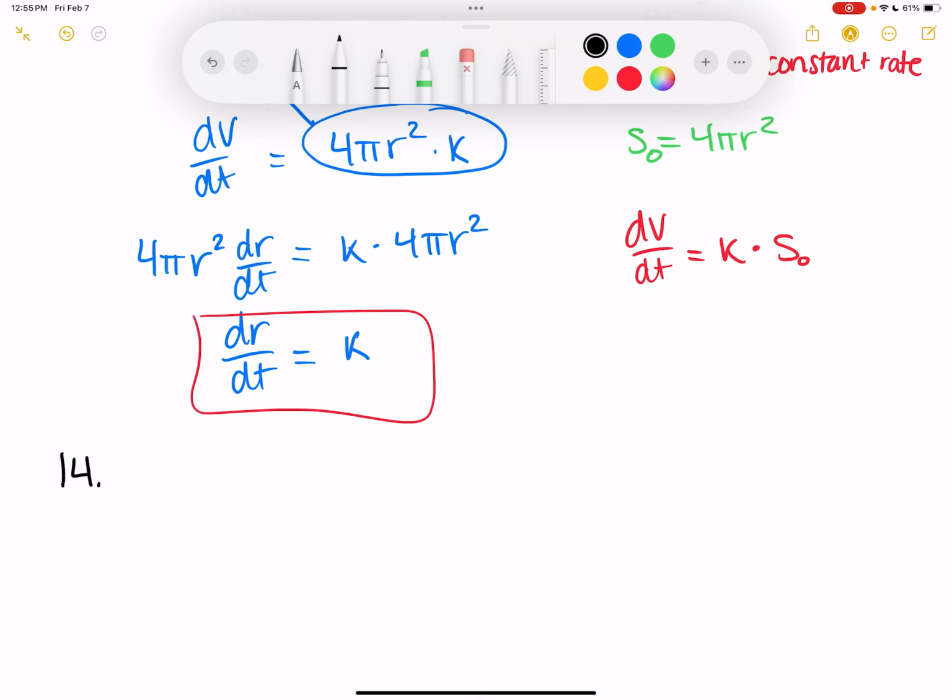Okay. The kite is flying at a height of 300 feet. The wind carrying the kite horizontally away at a rate of 25 feet per second. How fast must she let out the string when the kite is 500 feet away from her?